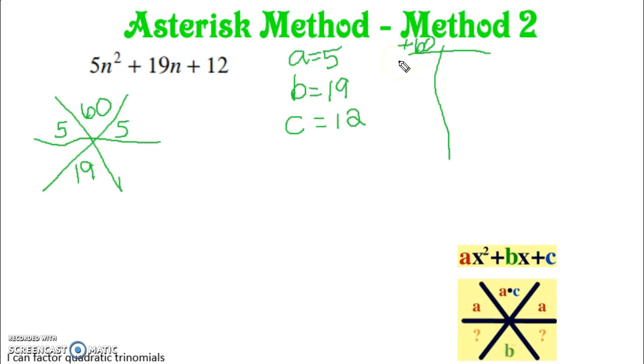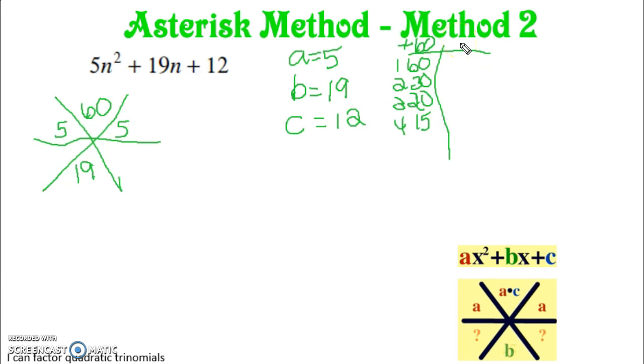So then we just start writing our factors of 60: 1 and 60, 2 and 30, 3 and 20, sorry about that, 3 and 20, and 4 and 15. And we're going to stop there. We can do 6 and 10, we can do more. But we're going to stop there for a minute, and we're going to go to our other side.